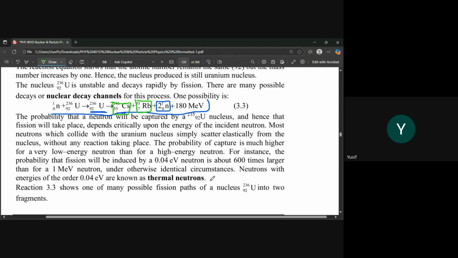And if you say thermal neutrons, they really don't have much impact on the uranium. It doesn't really undergo any reaction, but rather the uranium just sees it as heat.